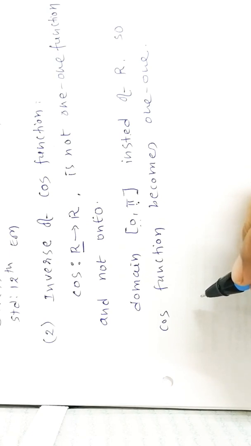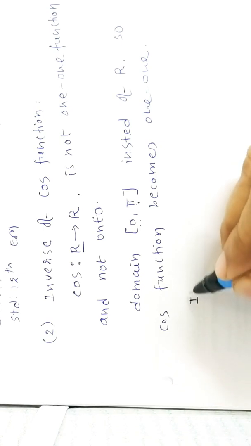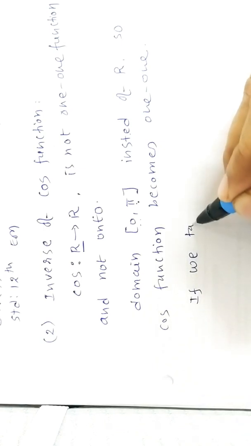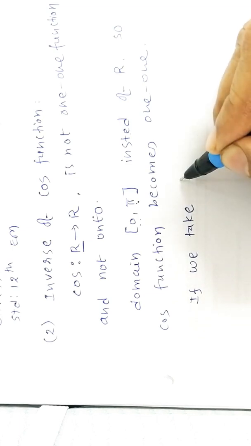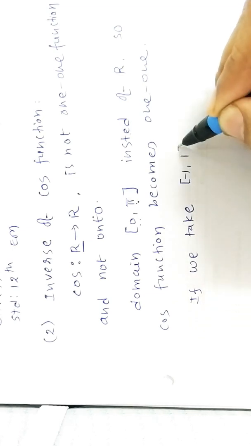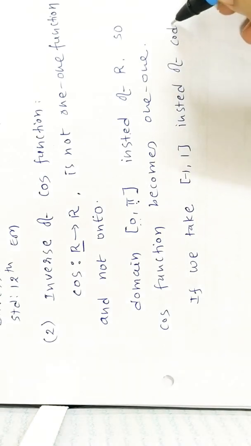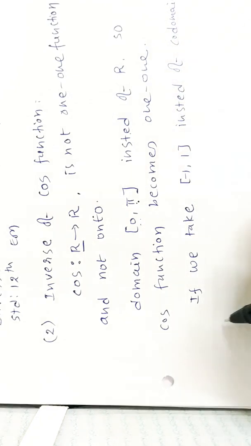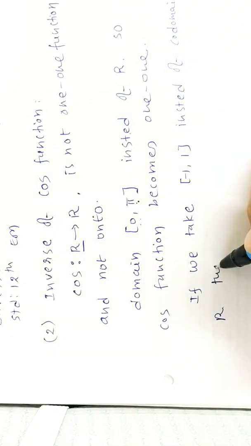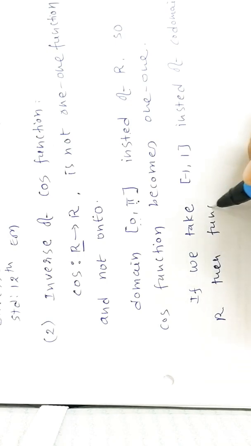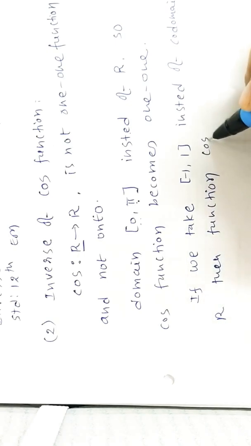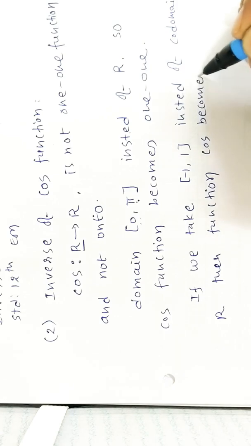The range of the cos function is -1 to +1. If we take -1 to +1 instead of the codomain R, then the function cos becomes onto.